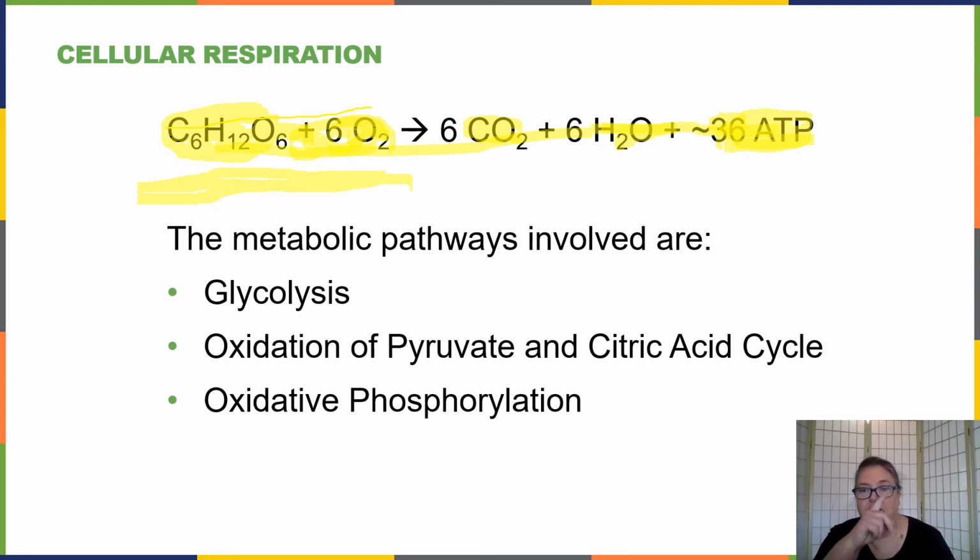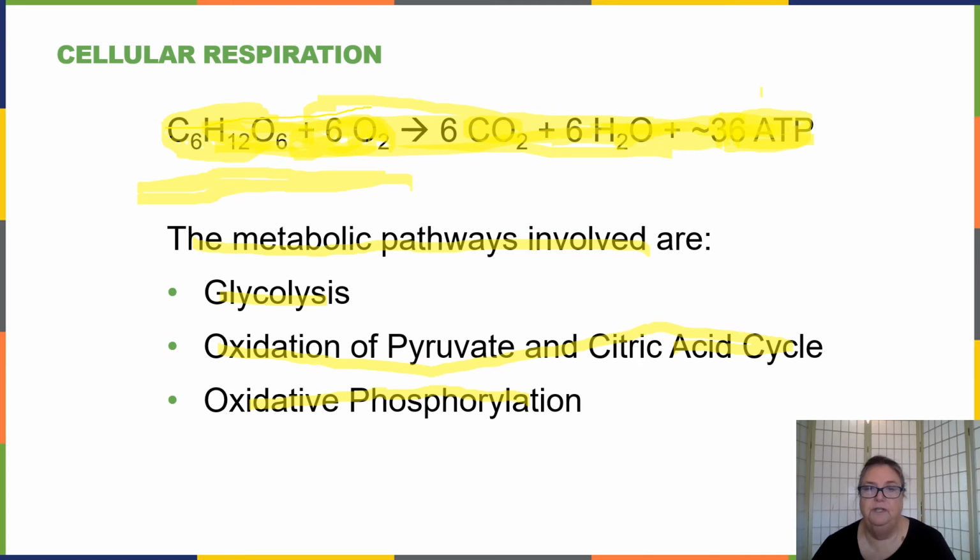If we flip it the other way, we've got photosynthesis. So photosynthesis will start with sunlight energy, water, and carbon dioxide, and will yield oxygen and carbohydrate. So the pathways that are involved with this are glycolysis, oxidation of pyruvate and the citric acid cycle, and oxidative phosphorylation. I am not going to go into those in any kind of detail in this class. I want you to know this reaction, and I want you to know that that's cellular respiration.